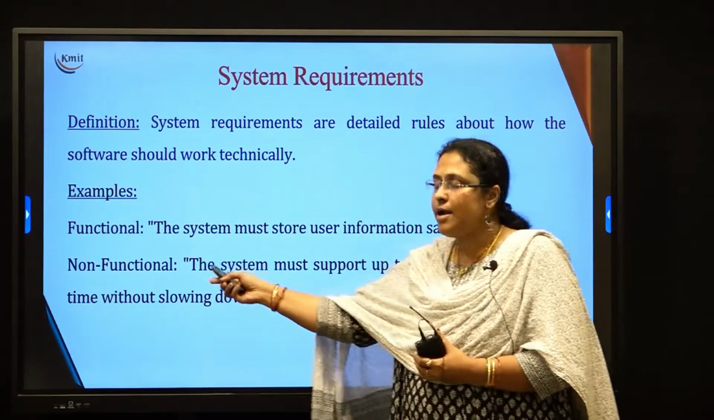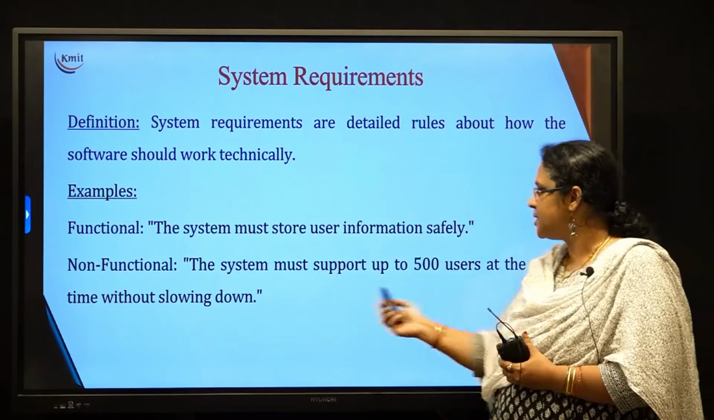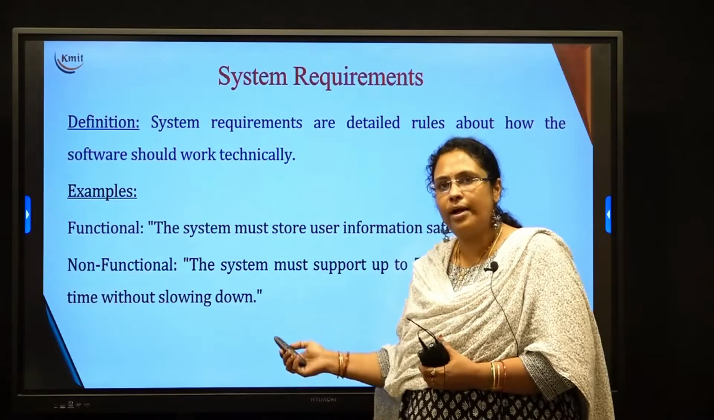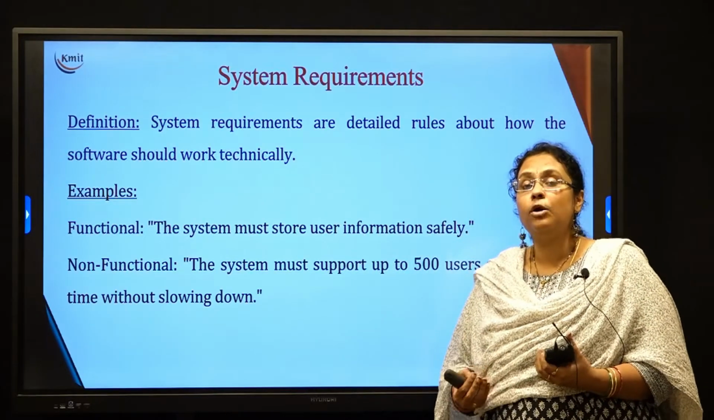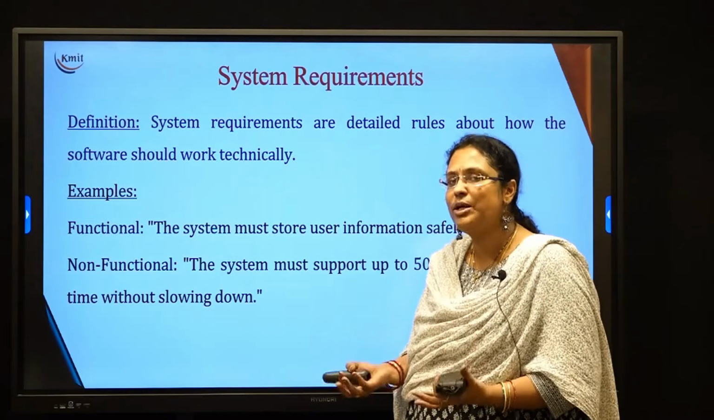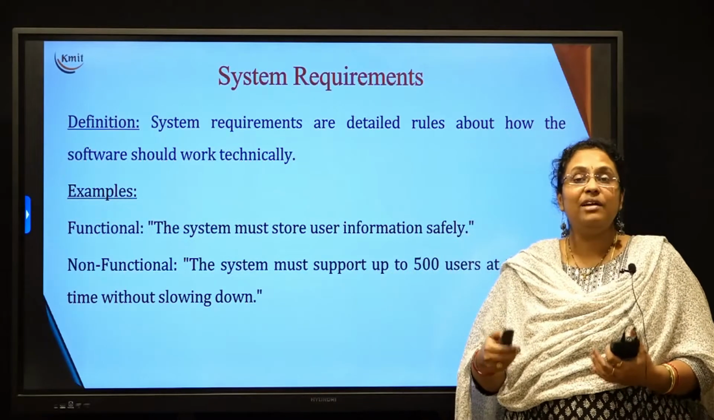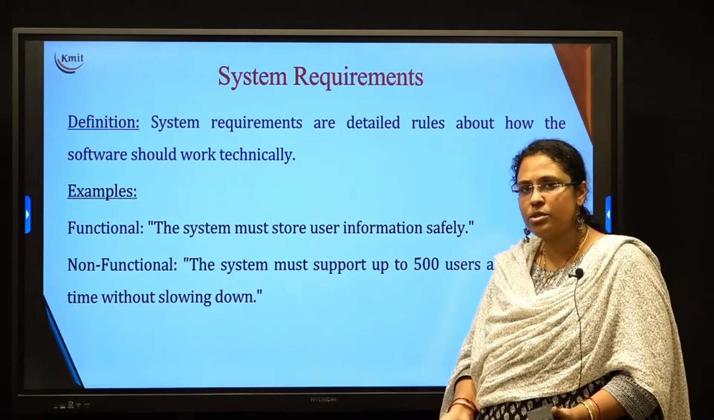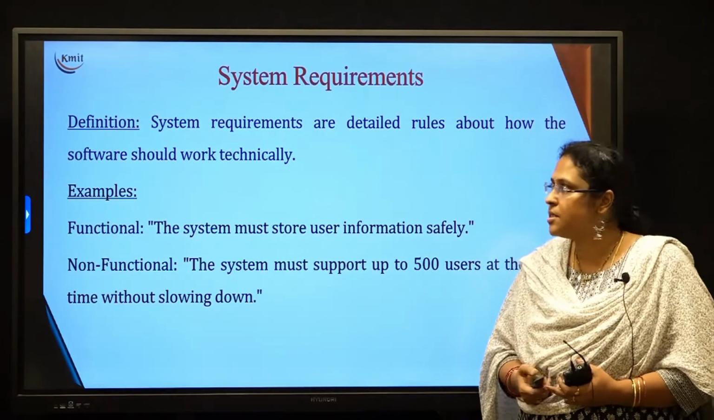Now let's talk about an example of a non-functional requirement. The system must support up to 500 users at the same time without slowing down. From the user perspective, the user is expecting a quicker response. But from the system perspective, how are you achieving it? By making sure that your server is not going down, even though 500 users at a time are using that software. So these are the various user and system requirements.